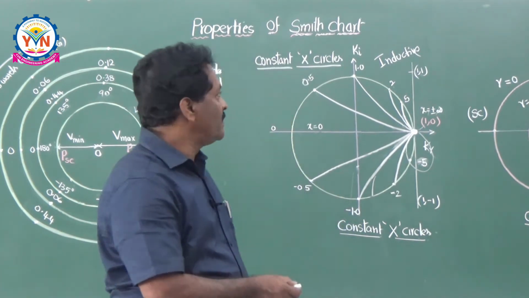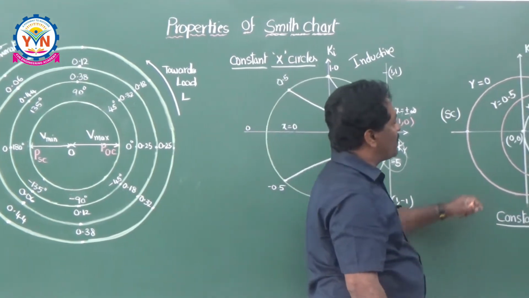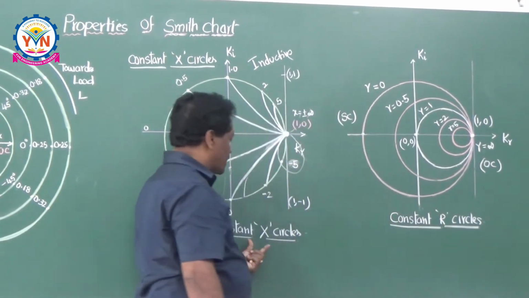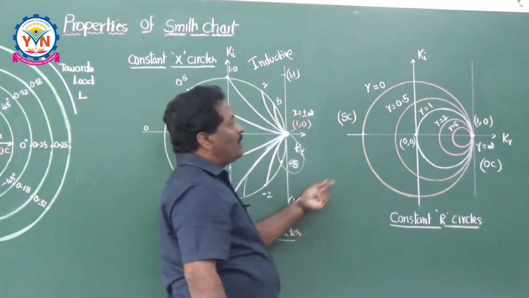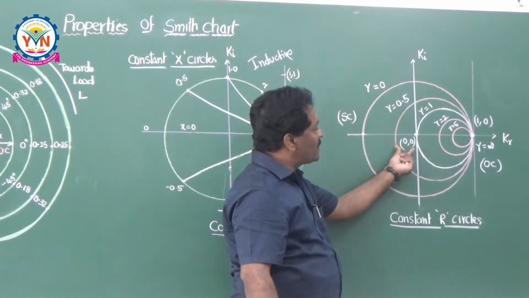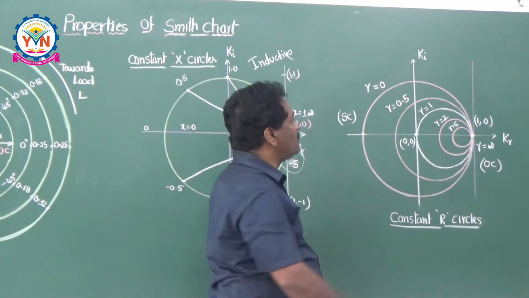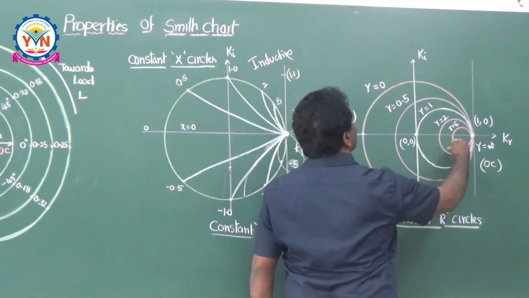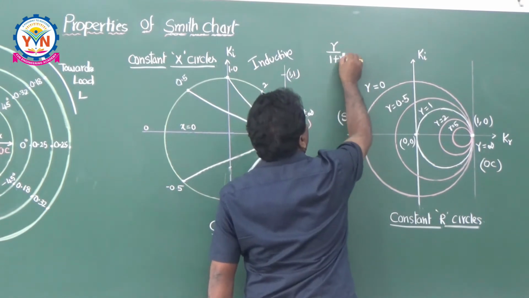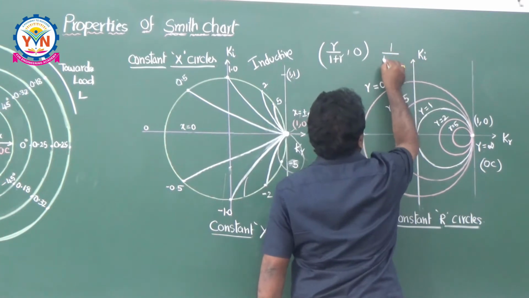Now, once again, let us come to the Smith chart. The Smith chart has two types of circles, constant R circles as well as constant X circles. These circles are nothing but the R circles constructed based on the circle equation. From that circle equation we know the center of each circle is r by 1 plus r, 0, and the radius is 1 by 1 plus r.